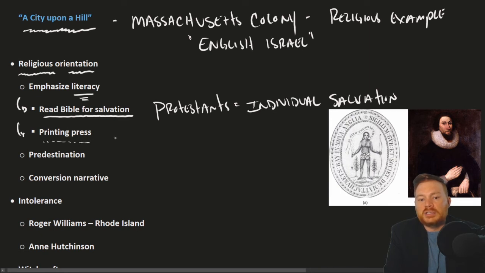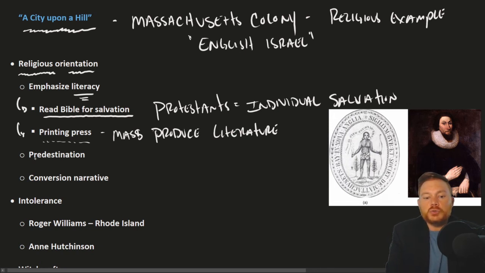Printing presses is a way to mass produce things like books. We'll just say literature, right? Literature. And so you're much more likely to find printed materials there and people who could read or write. The Puritans also believed in predestination, which we talked about previously as well.